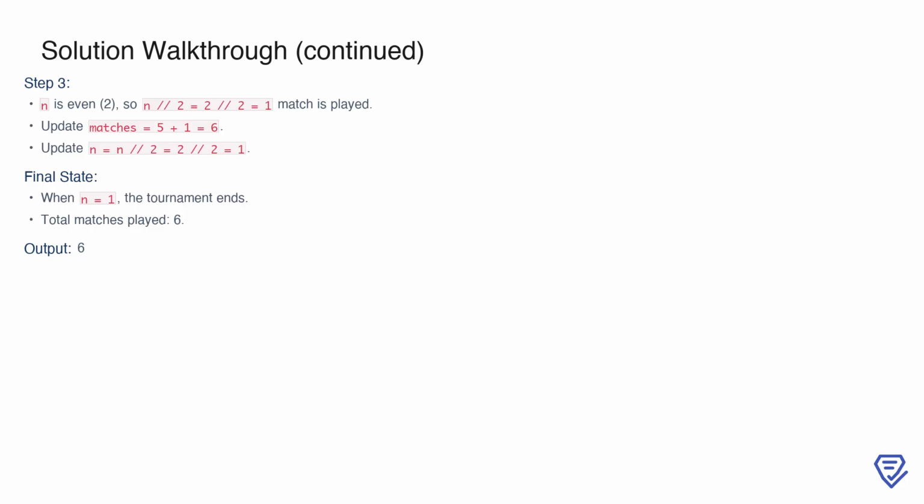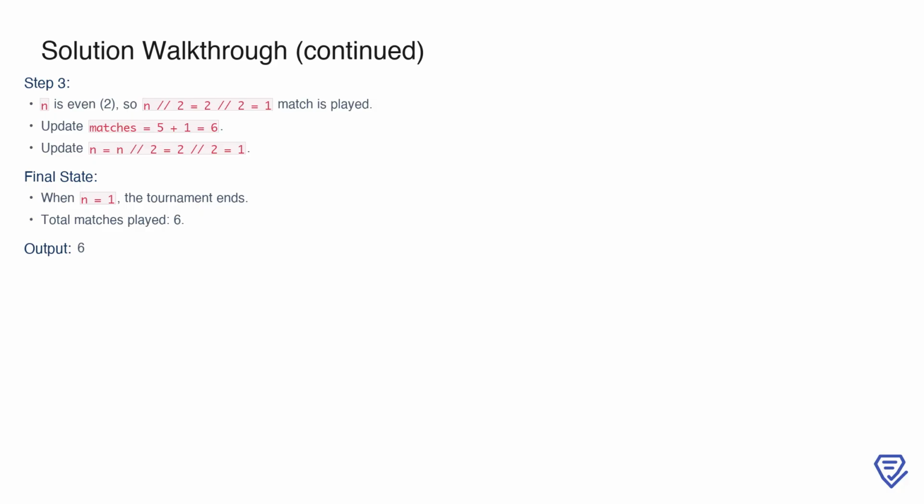Again, we calculate the number of matches as n//2. With n equals 2, dividing by 2 gives us 1 match. Adding this to the total, we now have matches equals 5 plus 1 equals 6. The remaining number of teams is updated to n//2, which is 1.